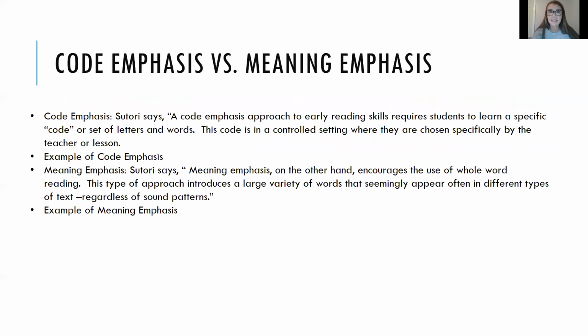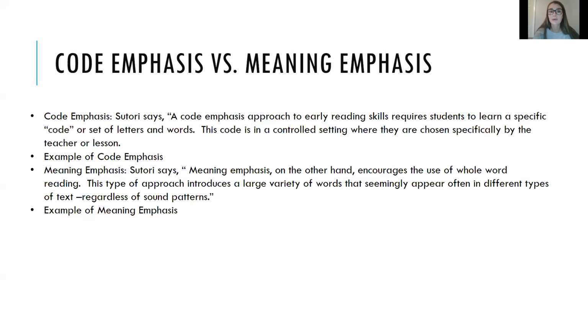Okay, we have code emphasis versus meaning emphasis. So in code emphasis, Satori says a code emphasis approach to early reading skills requires students to learn a specific code or sets of letters and words. This code is a controlled setting where they are chosen specifically by the teacher or the lesson. Okay, so code emphasis, that's going to be that controlled setting. That's going to be where a teacher is teaching and the students are going to be in that controlled setting with it. And teachers are going to be able to teach their students those sight words with that.